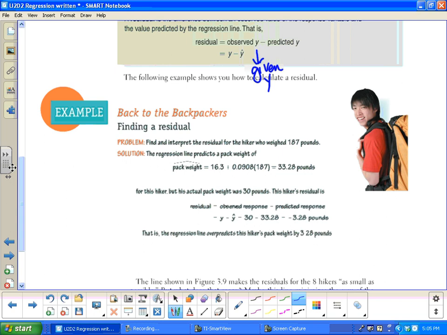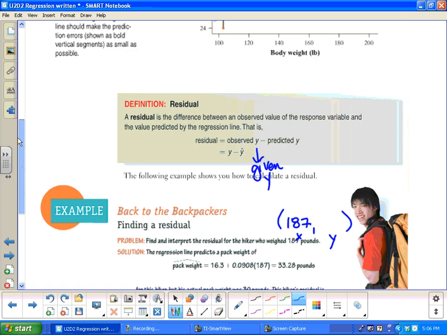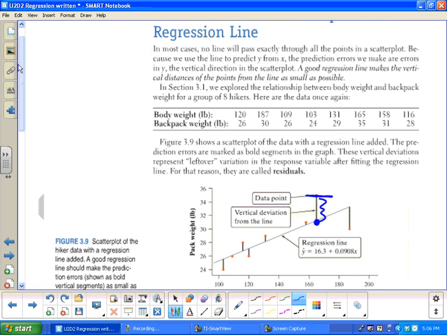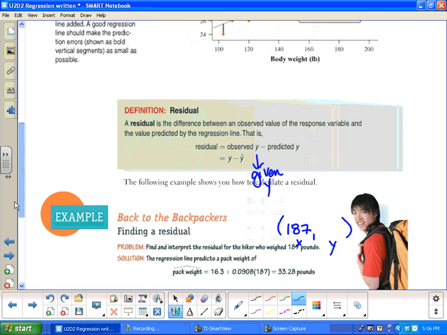So let's look at this example. They want to find and interpret the residual for the hiker who weighed 187 pounds. The first thing I want to do when I calculate a residual is find the original point. So I need an x value, that's 187 pounds, and then I need a y value. Let's go all the way up. They give me the data up here. I find 187 pounds, and they had a pack weight of 30 pounds. So this is going to be my y.